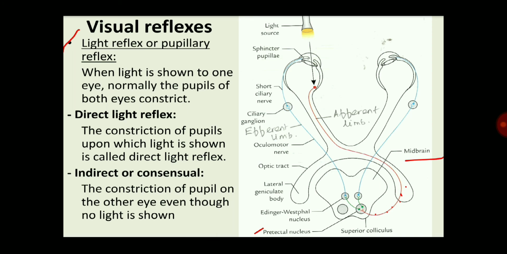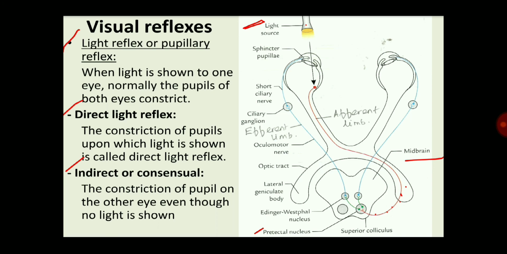So what is light reflex or pupillary light reflex? Look at this image: when light is shown on one eye, normally the pupils of both eyes constrict. This light reflex can be of two types. One is direct light reflex, another is indirect or consensual light reflex.